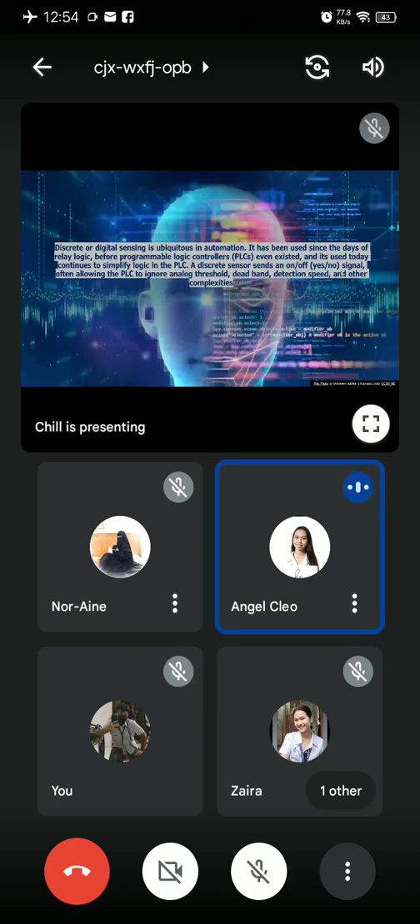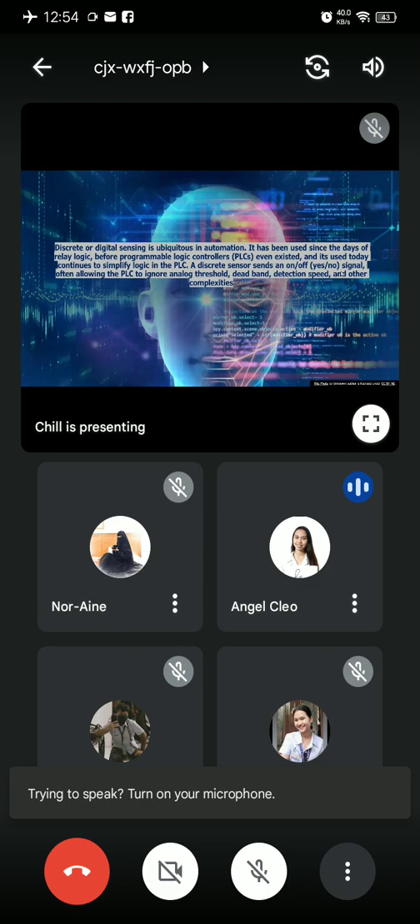Discrete or digital sensing is ubiquitous in automation. It has been used since the days of relay logic, before programmable logic controllers even existed, and it is used today and continues to simplify logic in a PLC. A discrete sensor sends an on and off or yes or no signal, often allowing the PLC to ignore analog threshold, deadband, detection, speed, and other complexities.